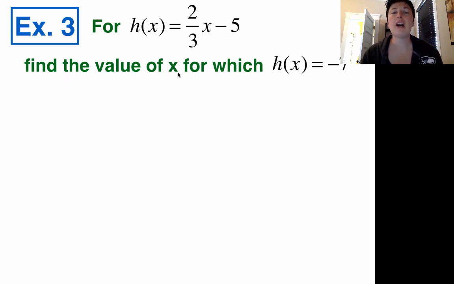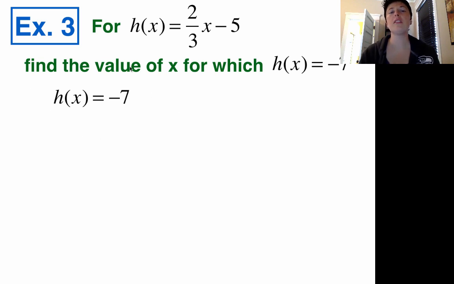I want to find the value of x for which h of x is equal to -7. So here's the output. What does the input have to be to get -7? Now I could sit here and try to guess that, but I don't want to guess that. I want to use some algebra.